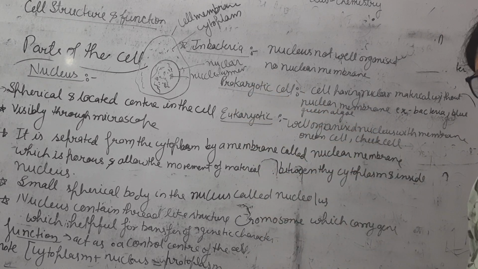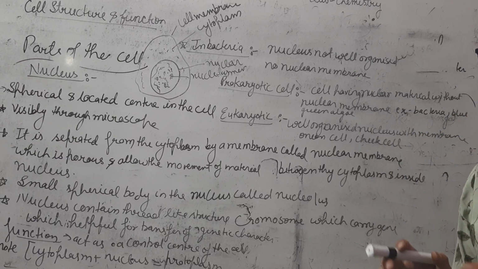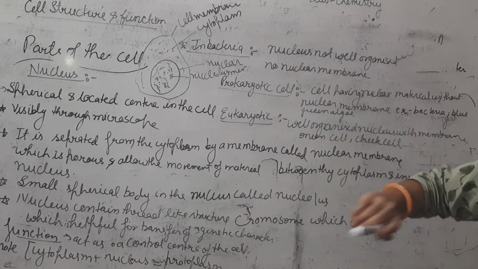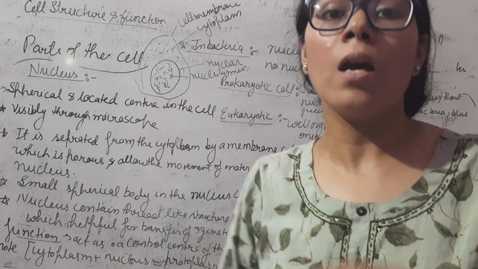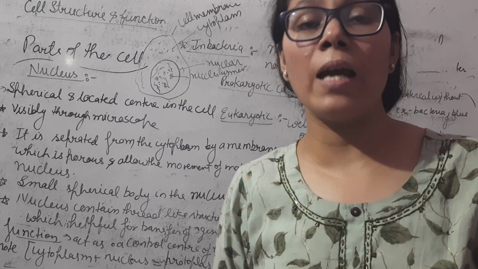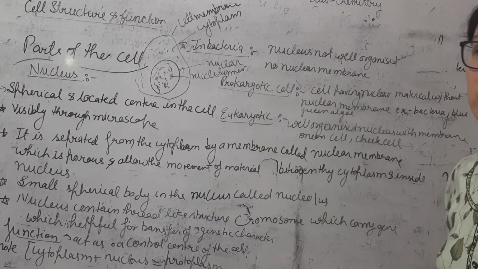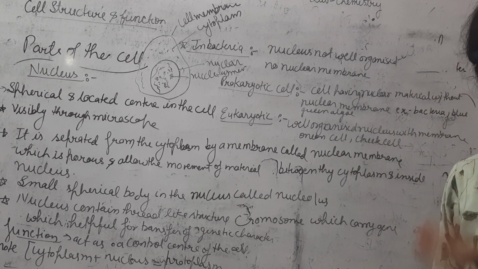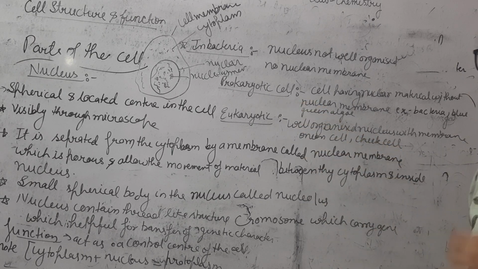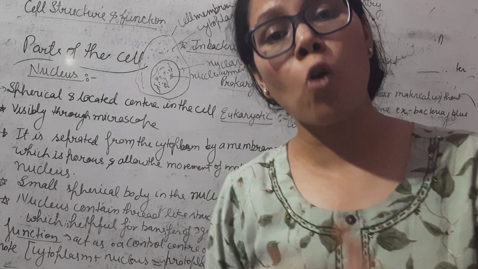Now we talk about plants and bacteria. The nucleus in plants or bacteria is similar to this nucleus of living organisms. In bacteria, the nucleus is not well organized, meaning the nuclear membrane is absent. Cells in which the nucleus is not well organized and the nuclear membrane is absent are known as prokaryotic cells. For example, bacteria and blue-green algae are prokaryotic cells.